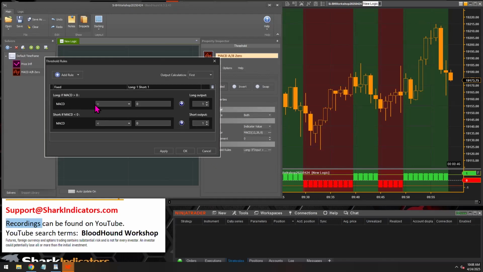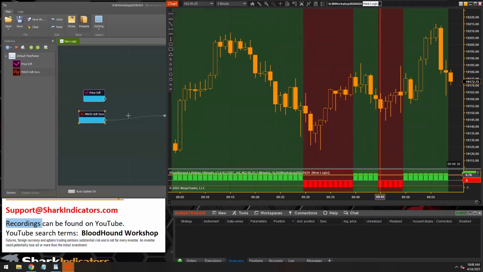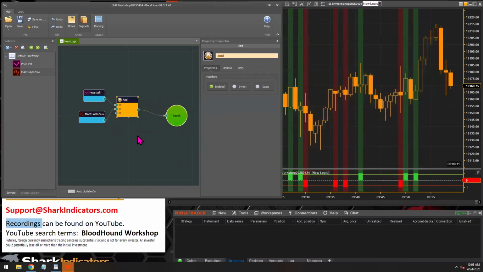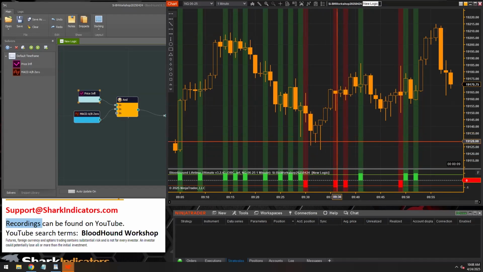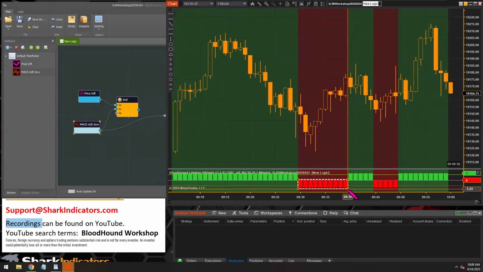So whenever the MACD is greater than 0, or above the 0 line, we're going to get a long output. And whenever the MACD is less than 0, we're going to get a short output. So we can see the MACD is fluctuating around that 0 line. Now I'm just going to use an AND node here and filter that out. There we go. So we only get short signals when the MACD is below 0. Since this is our filter, circle when we're short, outline when we're long.